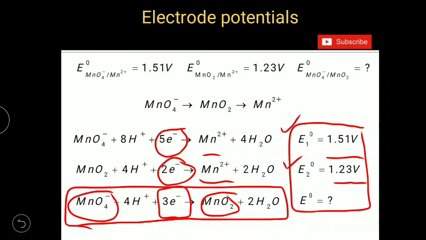No, because E naught values are not additive properties. E naught values are not extensive properties, they are intensive properties. Intensive properties are not additive properties. We can't add or subtract them from each other when the equations are added or subtracted. So we need to convert these electrode potential values into Gibbs energy changes, which is an extensive property. What is the formula for Gibbs energy change in terms of electrode potential? Delta G naught is equal to minus NF E naught.